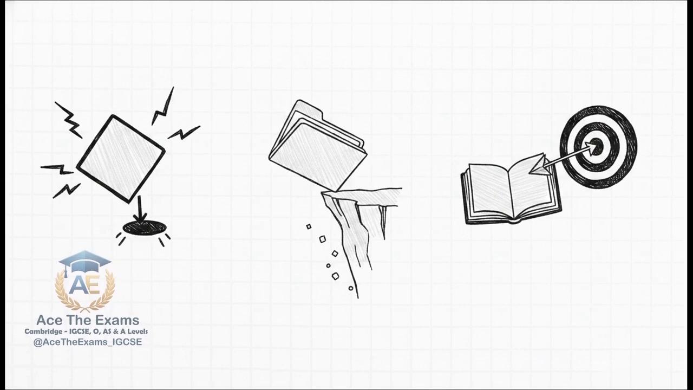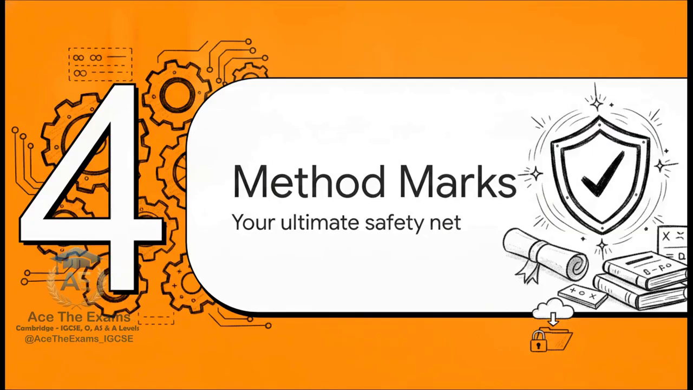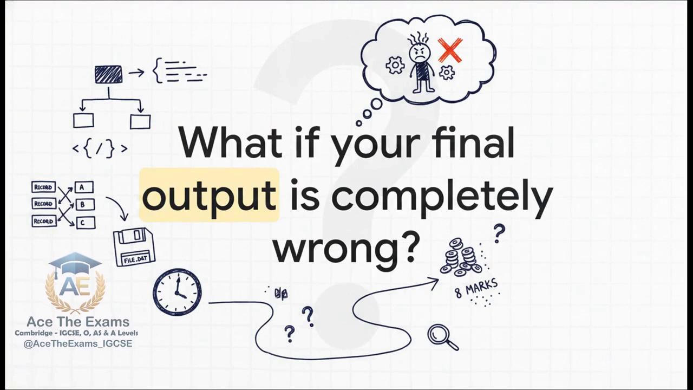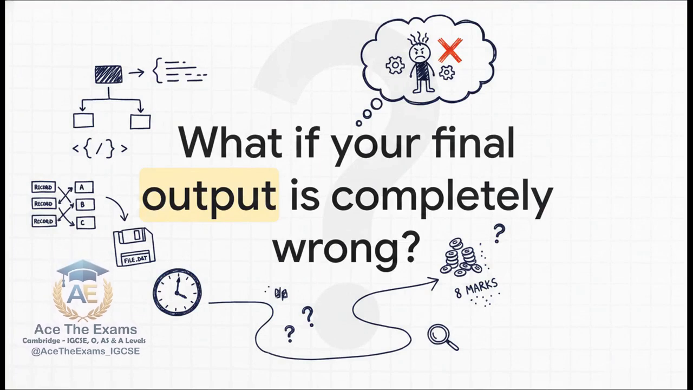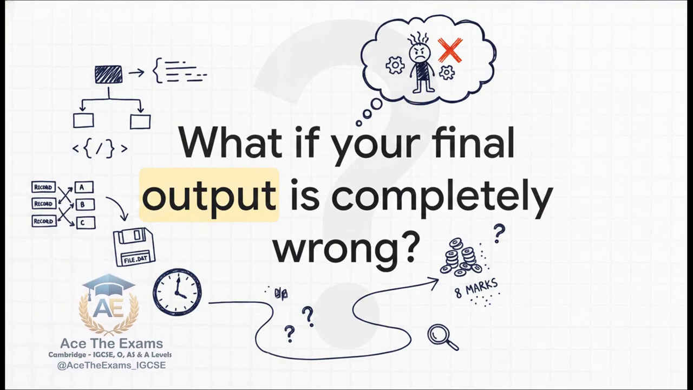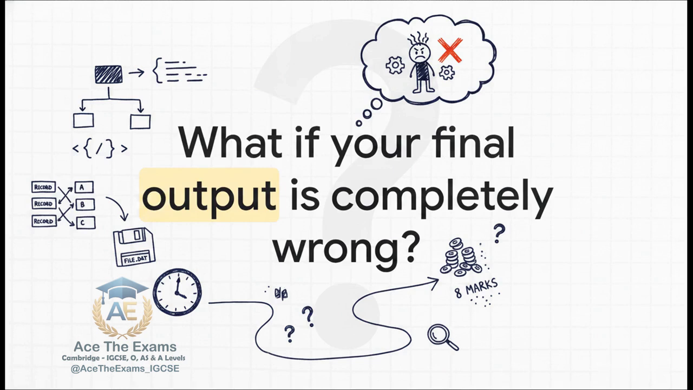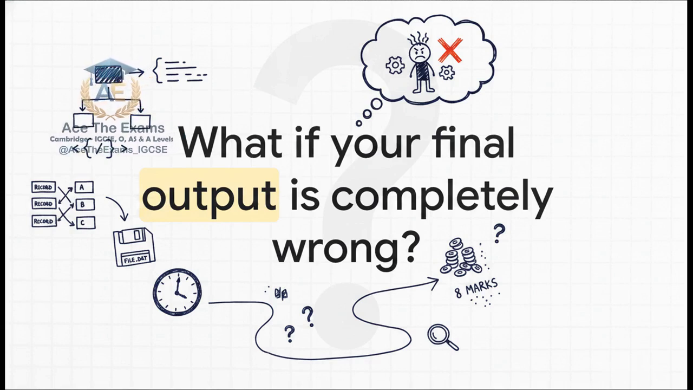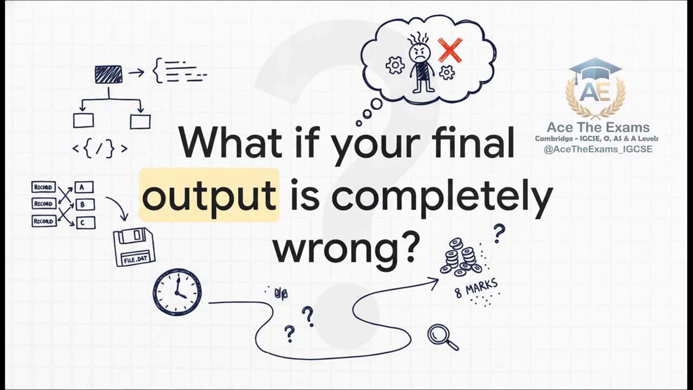Link it back. Section 4, Mastering Method Marks. It's a high anxiety question, isn't it? What if you spend 10 precious minutes on a complex algorithm for writing an array of records to a file? You're doing a speed writing challenge against the clock, and you make one tiny, silly syntax error or a basic arithmetic mistake calculating the file size. Is your final output just completely wrong? Do you lose all 8 or 10 marks for that question? You can feel the tension building just thinking about it, right?